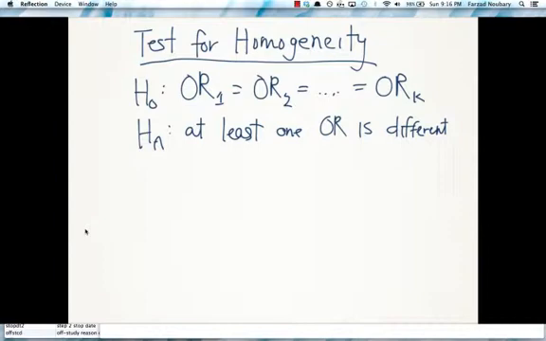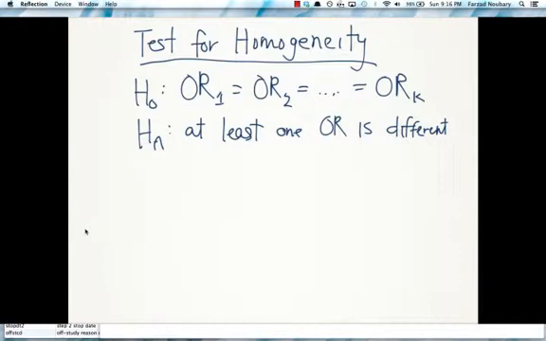So what we do is this test for homogeneity, and here I've written the null and alternative hypotheses for the test of homogeneity. So the null hypothesis is that the odds ratio in the first 2x2 table is equal to the odds ratio in the second, and so on, all the way up to the kth odds ratio, okay? And then the alternative, just like we saw in the case of analysis of variance, is that at least one of the odds ratios is different, okay?